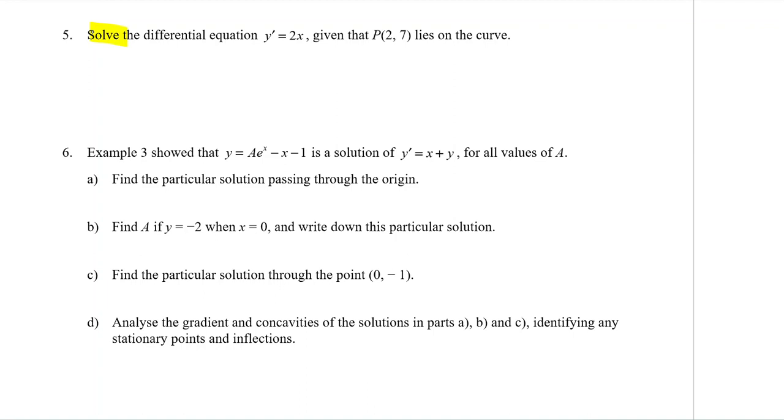So if you have got y dash equals 2x, if you want to find y, it means you are integrating the 2x with respect to x. Integrating. You are now going between the two things, don't mix them up. What is the integral of 2x? Correct.